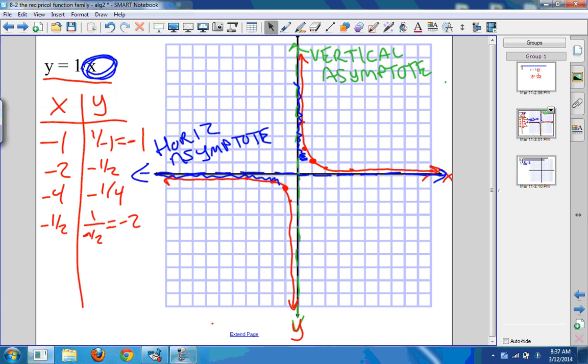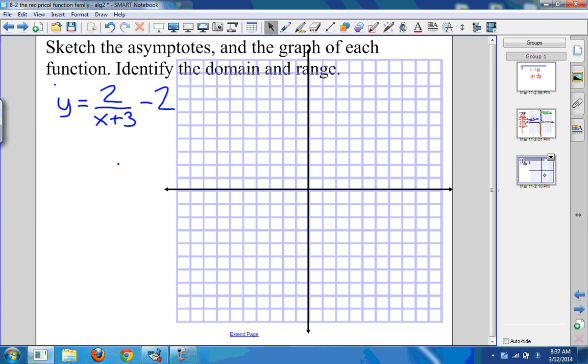All right, let's look at one more graph. So this is a question that you'll see in class. Sketch the asymptotes and the graph of each function. Identify the domain and the range. So hopefully remember the domain and range from last class.